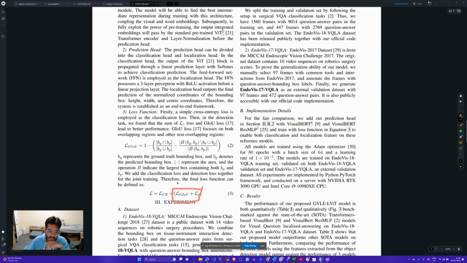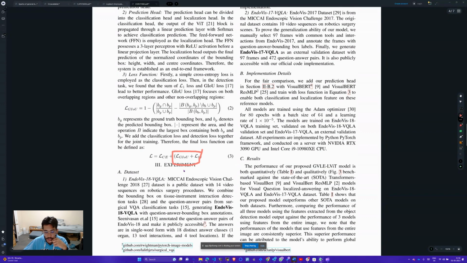And I think they did a bunch of experiments with different loss functions, and I think this is the one that got the most accurate results. And LCE here means basically the classification error, the loss of the classification error.